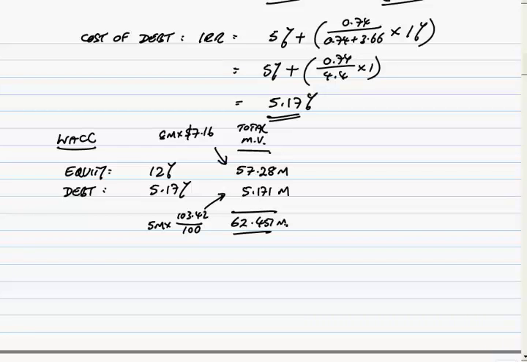And so for the weighted average, equity will take 57.28 over 62.451 times 12%. For debt, 5.171 over 62.451 times 5.17%. Let's see if I can get my arithmetic right.